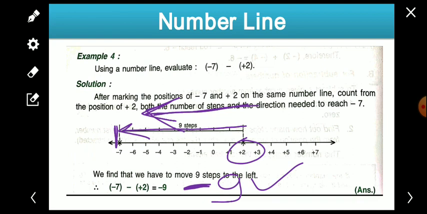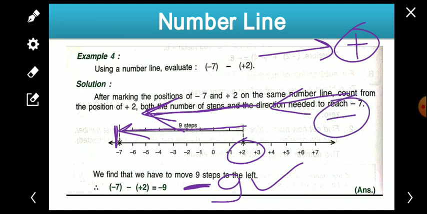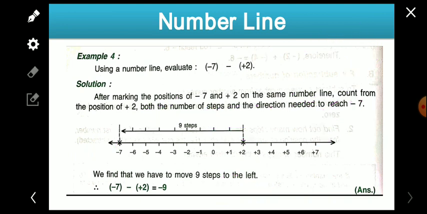I hope that you have understood. If we move towards the right, then the answer will be positive. If we move towards the left, then the answer will be negative. Towards right positive, towards left negative. Very simple it is.